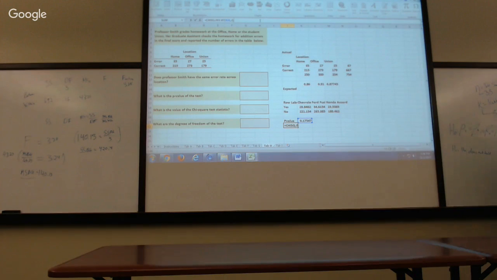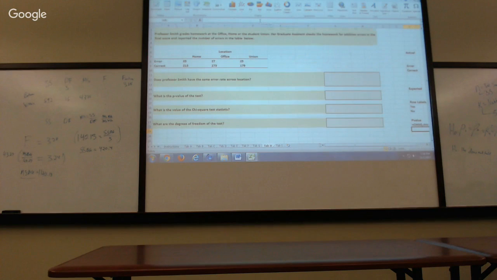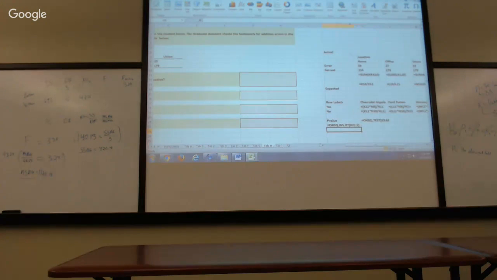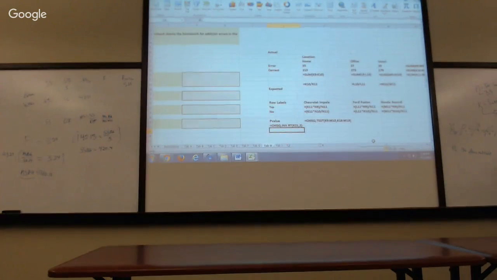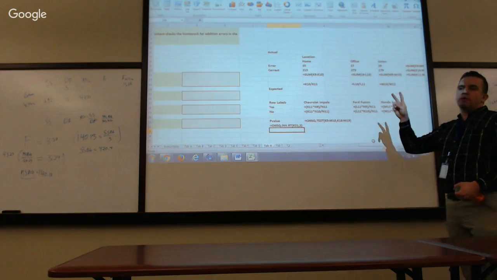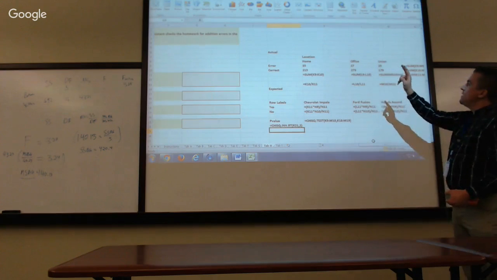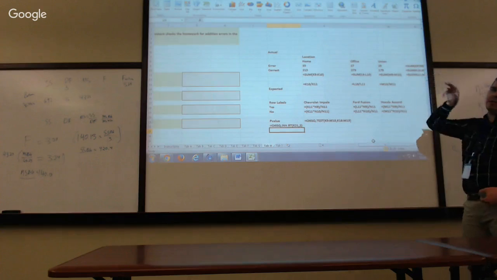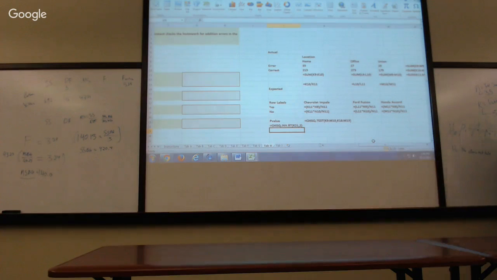So, the overall conclusion for this problem, I'll show you guys these formulas again. The overall conclusion for this problem, though, is that there is no difference between the proportions based on her home, office, or in the student union. So the teacher is equally accurate in the home, office, and student union. We find no difference between those 3 places in her grading abilities.